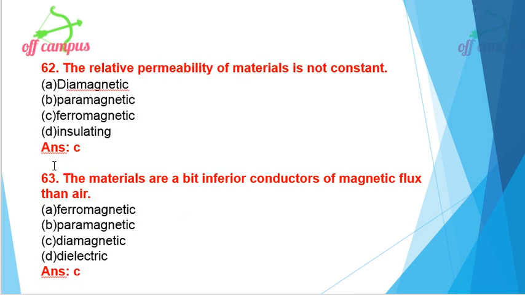Then the relative permeability of materials is not constant. For which one? Diamagnetic, para, ferro, or insulating. The relative permeability of materials is not constant for ferromagnetic. Option C, ferromagnetic. Okay. Then question number 63, the materials are a bit inferior conductors of magnetic flux than air. When it is less than air, which one? Ferro, para, dia, or dielectric. Option C, diamagnetic material, a bit inferior conductor of magnetic flux, less than air. It is less than air only.